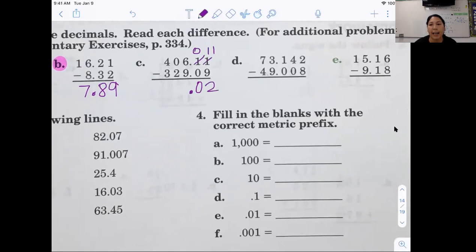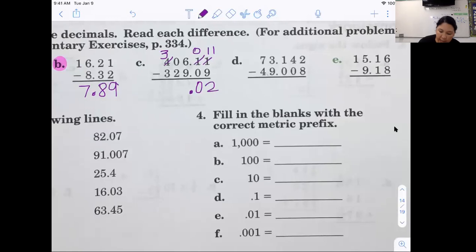Can I take 9 from 6? No. Bigger bottom, better borrow. But go to what's next to the 6? The 0. Can 6 borrow from nothing? No. What do I have to do? That's right. I got to go all the way to my 4.